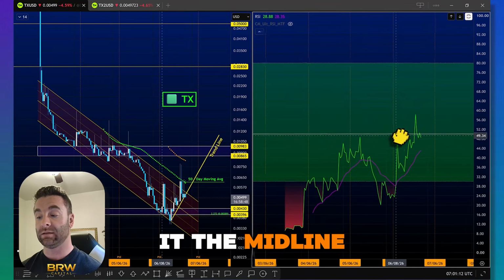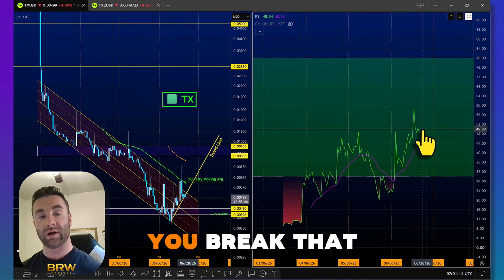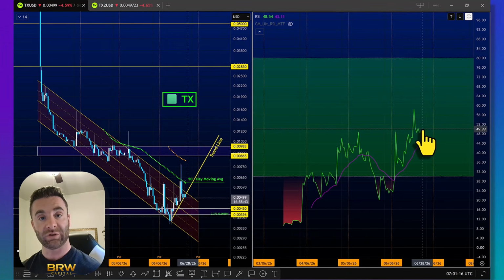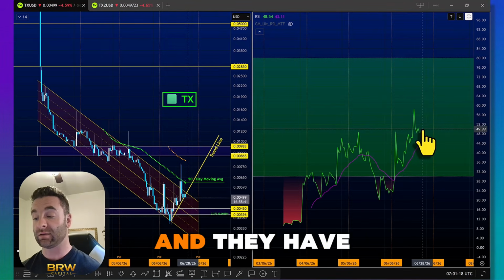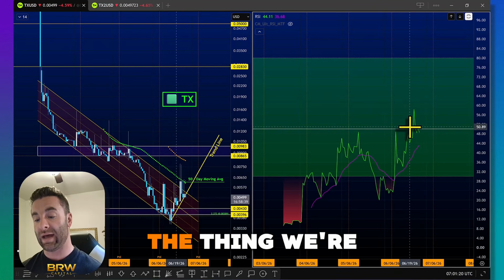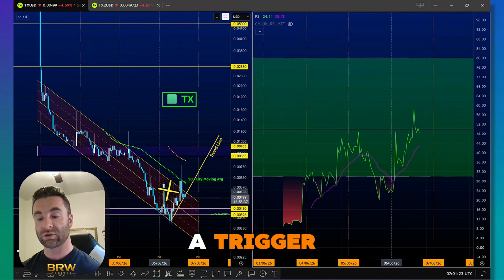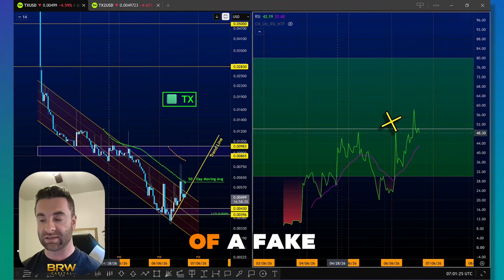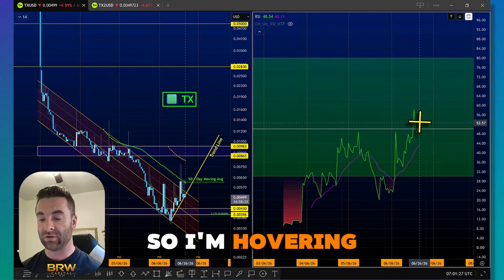We'll call it the midline. And basically, when you break that with the RSI, the bulls have strength, and they have a lot of strength. And this is the thing we're waiting for. We had a little bit of a trigger, but it was a little bit of a fake out here. You can see, so I'm hovering over this area.